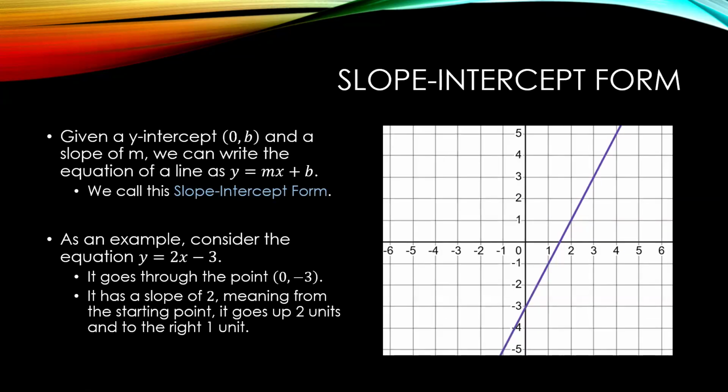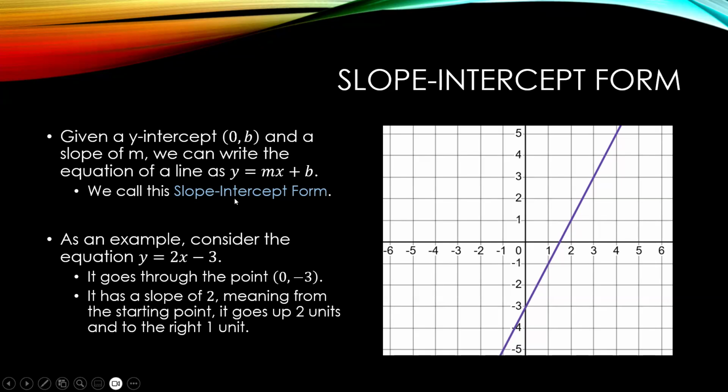Often folks prefer slope-intercept form. If you know what the y-intercept is, we can put something directly into slope-intercept form. Given a y-intercept and a slope of m, we can write the equation of a line as y equals mx plus b, where b is the y value of the y-intercept. We call this slope-intercept form.